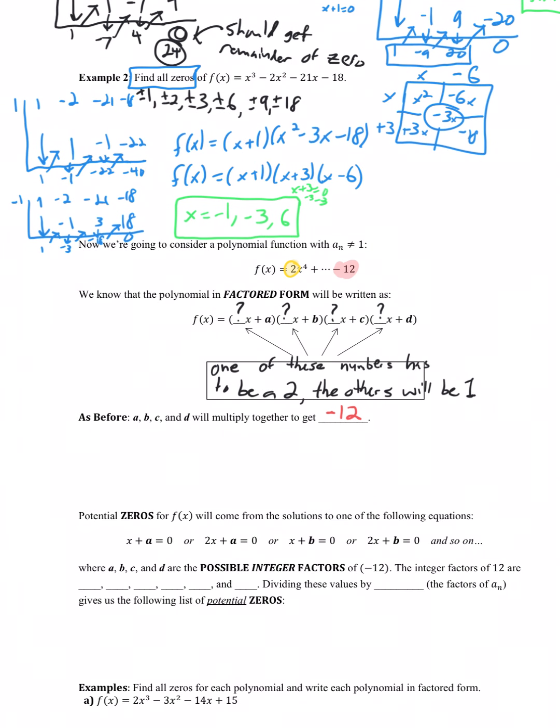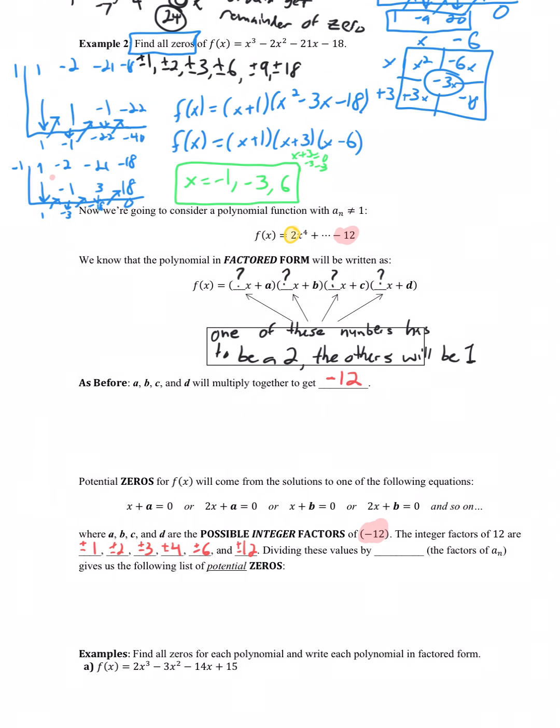But we can follow the same steps as before, where we first list all the possible integer factors of negative 12. Integer factors of negative 12, we're going to have 1 and 12 plus or minus. We could have 2 and 6 plus or minus. And we could have 3 and 4 plus or minus. That's all the possible factors of 12. Those are the potential zeros.